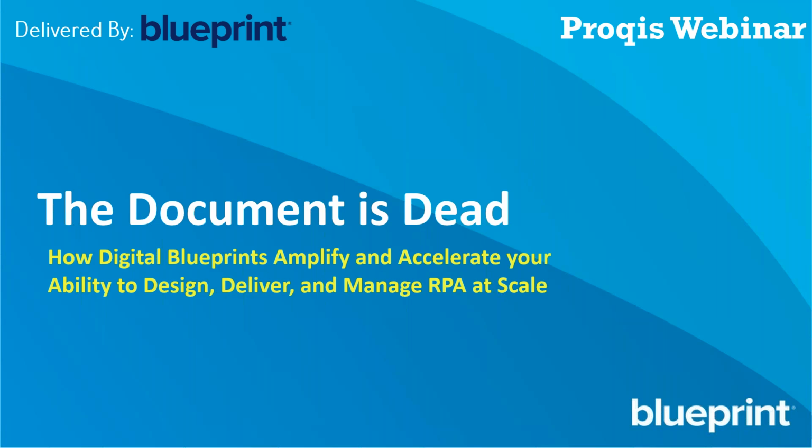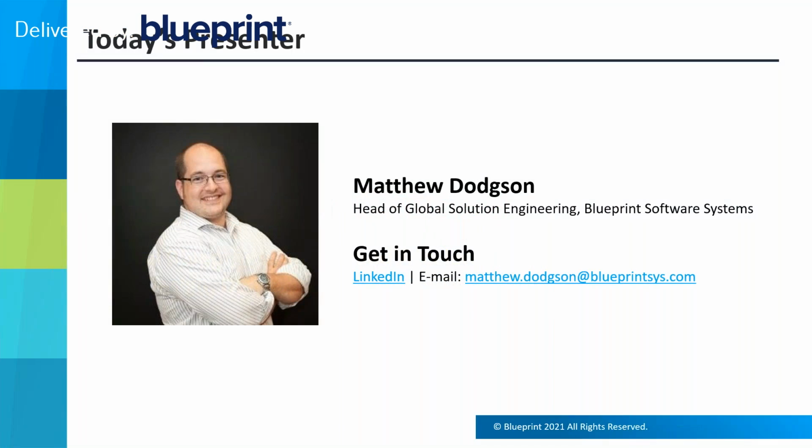Thank you very much, Bruna, and thank you everyone for joining today. As Bruna mentioned, my name is Matthew Dodgson. I head up the solution engineering group here at Blueprint globally, and that means I support the delivery of Blueprint's enterprise automation platform, which is the modern and intuitive solution we're going to show you today for scaling automation initiatives at your enterprise. And I support these deliveries across our different customers.